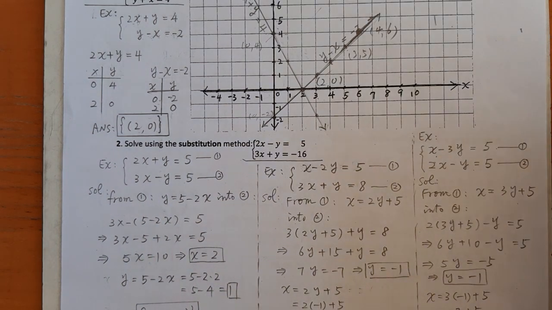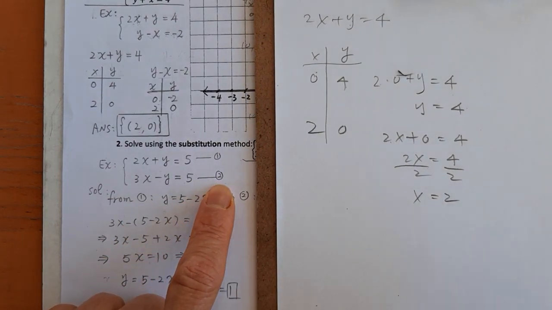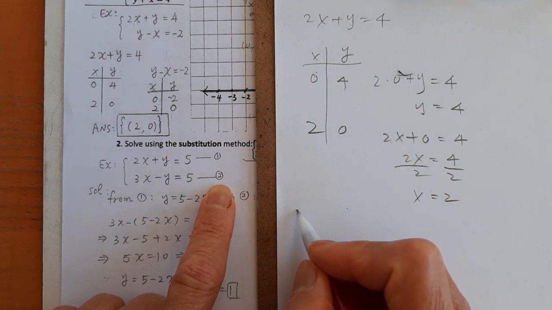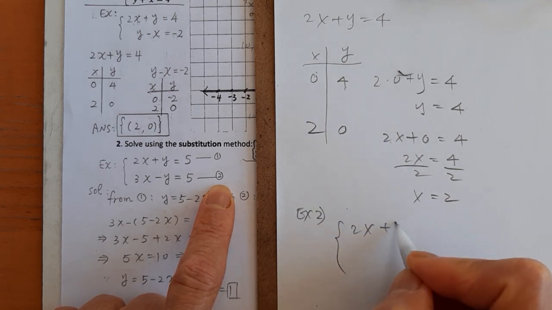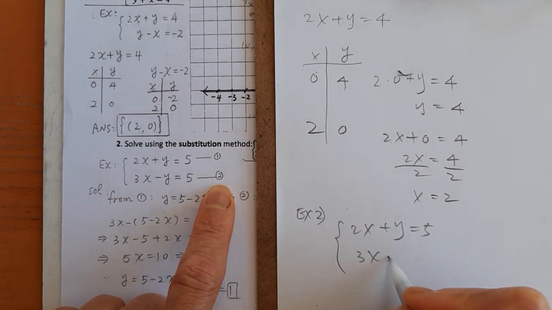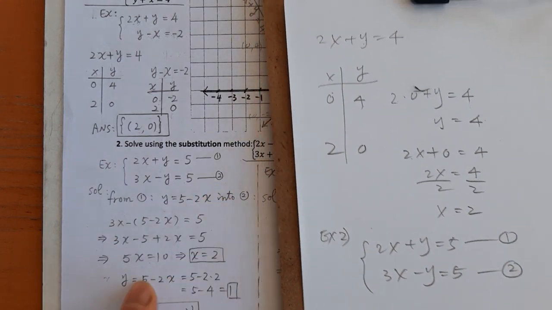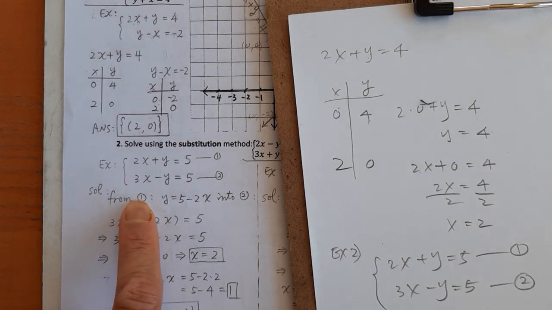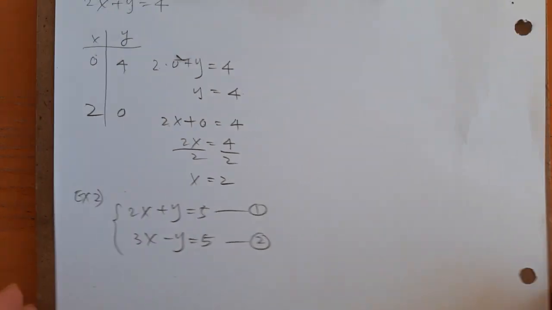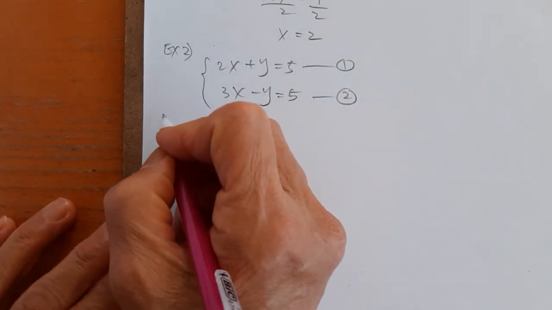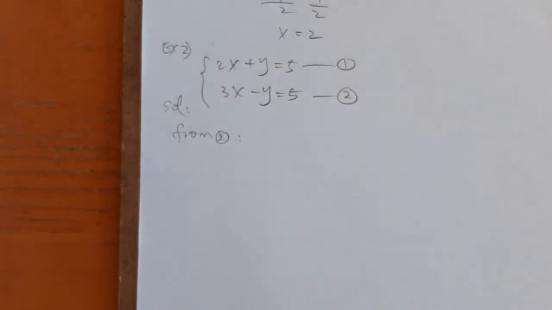Now here what I'm going to do is use the second equation. In this question 2 example, it's 2x plus y equal 5, 3x minus y equal 5. First equation, second equation. Now here I wrote down from the first equation you got y in terms of x. Now I'm going to do another way. So the solution, I do it from the second equation, solve for y.